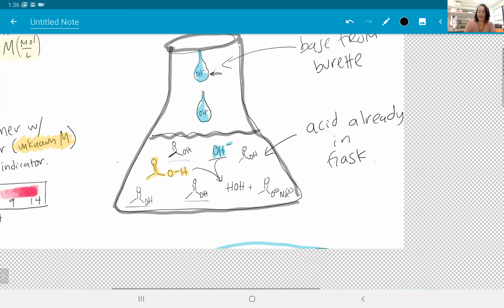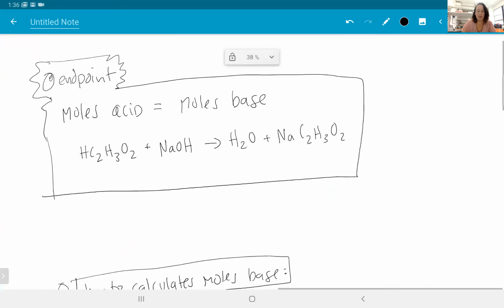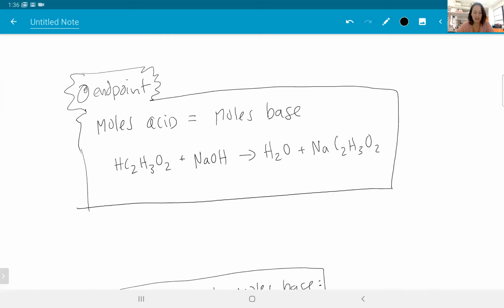Okay? It's at the endpoint where the number of moles of acid equals the number of moles of base. Remember, here's our formula: acetic acid plus sodium hydroxide yields a water molecule, which is neutral, right? And a salt solution, that's sodium acetate. The big takeaway is that once you reach the endpoint, when you get that faintest pink, you have essentially equal numbers of moles of base and moles of acid.